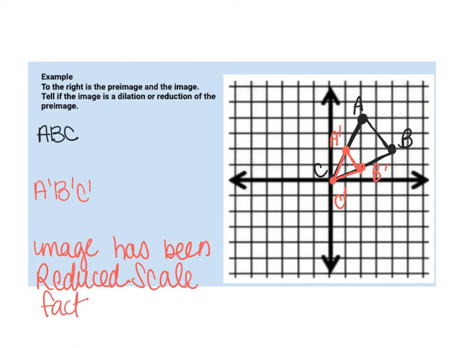Well, to find this, I'm going to use one of the ordered pairs that was plotted. So let's use point A. It's at the point 2, 4. And A prime is at the point 1, 2. So remember, we multiply to get the new point. So when we're trying to find the scale factor, we're going to divide.